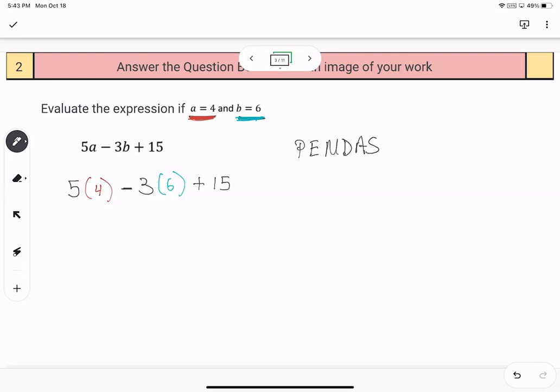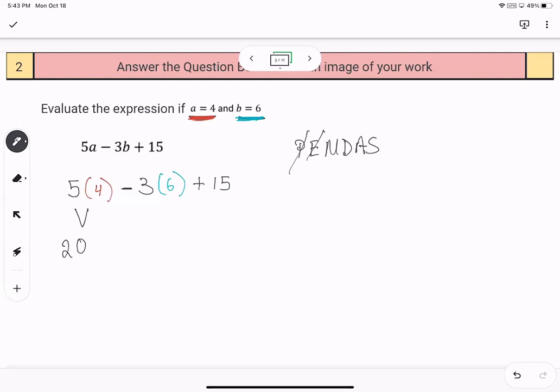Is there any parentheses? Well, I see parentheses, but there's nothing that I can do inside of them. They're here and they're here, but there's nothing I can do inside of them. So I'm going to go on. Are there any exponents? I don't see any exponents anywhere. So there are no exponents. Now multiplication. Now we said when we have two terms next to each other without any signs, that means they're being multiplied. So what is 5 times 4? That gives us 20.